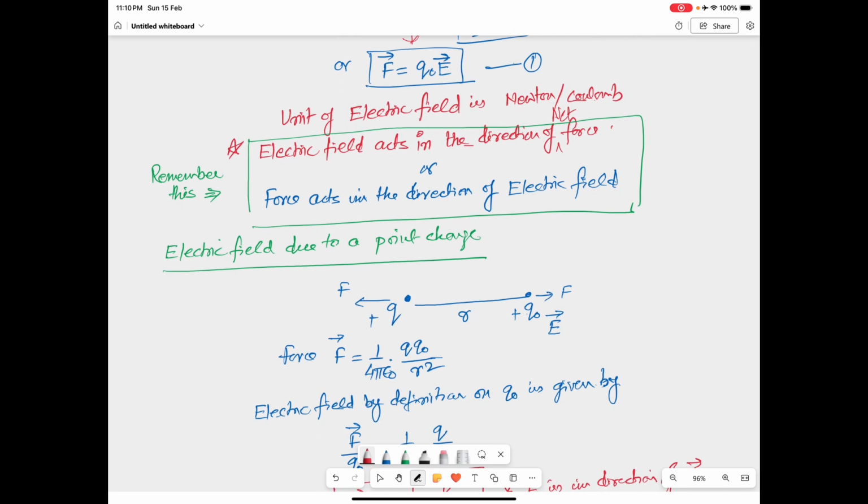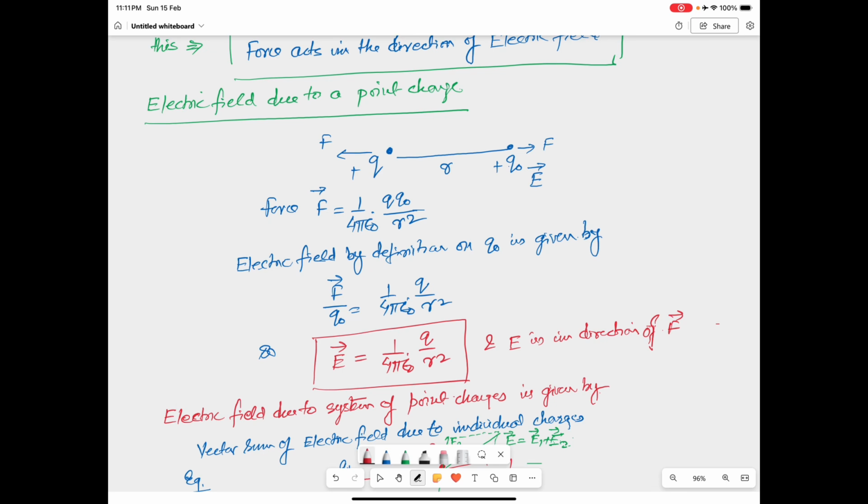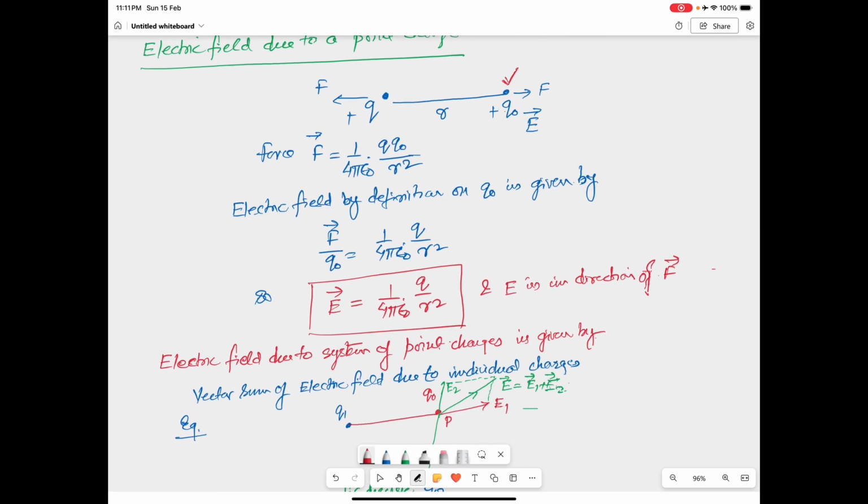Now electric field due to a point charge: you know Coulomb's law is 1 upon 4 pi epsilon naught q q naught upon r square. If there are two charges plus q and plus q naught which are placed at a distance r, the direction of force will be a repulsive force. I have shown the force F which is acting because of this. So F upon q naught means the electric field at this point, which I have ticked by red. So F upon Q naught is given by 1 upon 4 pi epsilon naught Q by R square. So this is the formula.